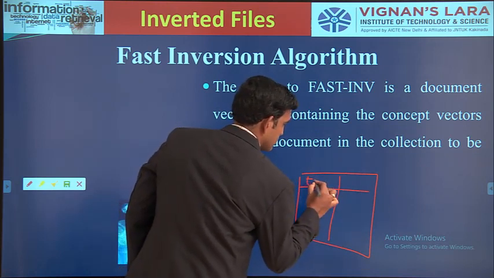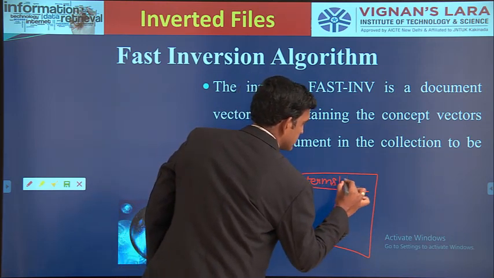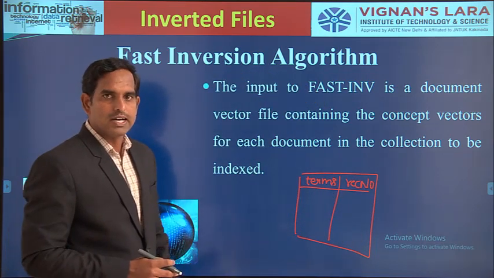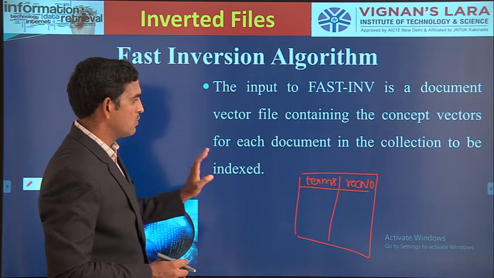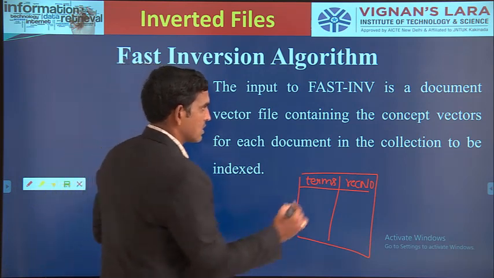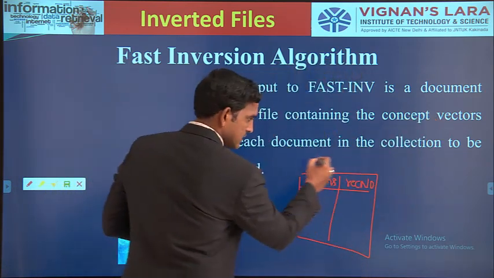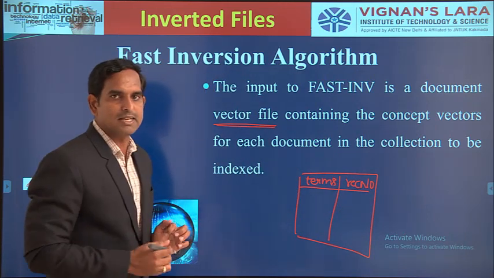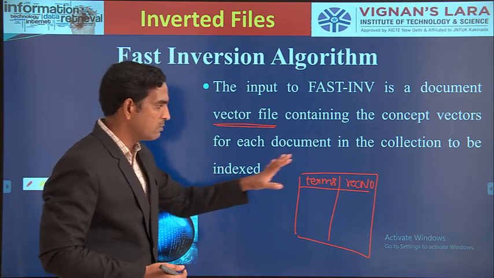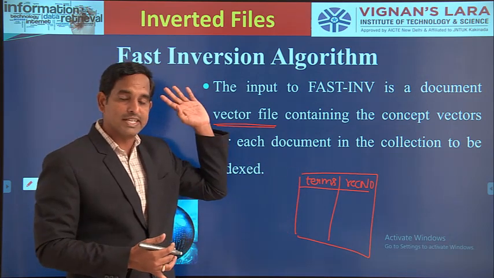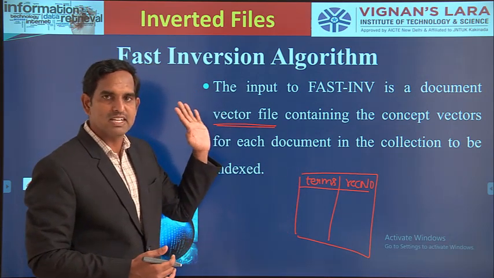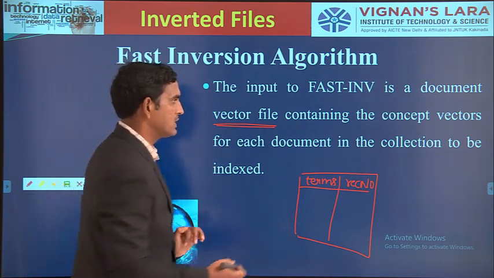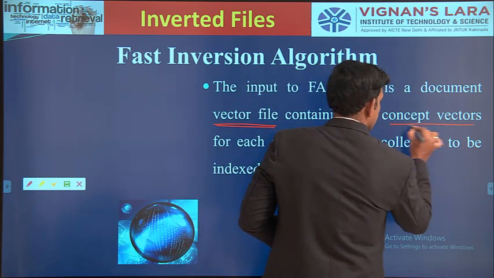I think if you remember, we'll be having terms and record numbers. In a similar manner, we'll be having something called concept vectors. Whatever this table is, we'll be calling it a vector file. We'll be dealing with them in vectors. That is why we'll be calling the file, the initial file you have seen in the previous methods, a vector file here, containing concept vectors.